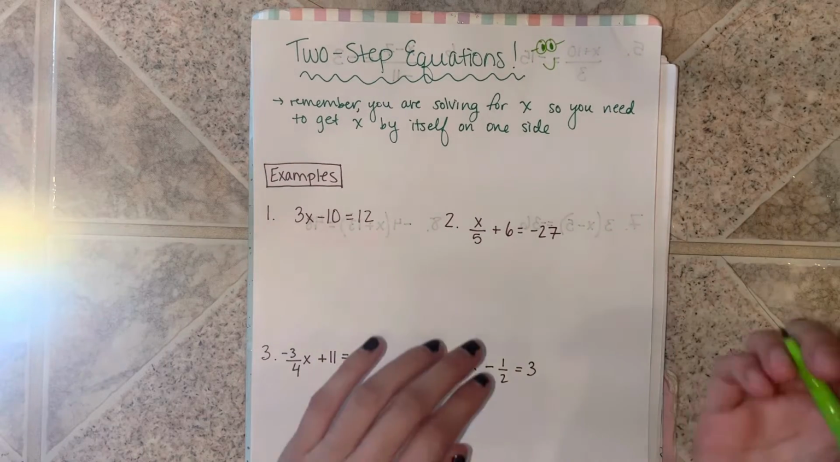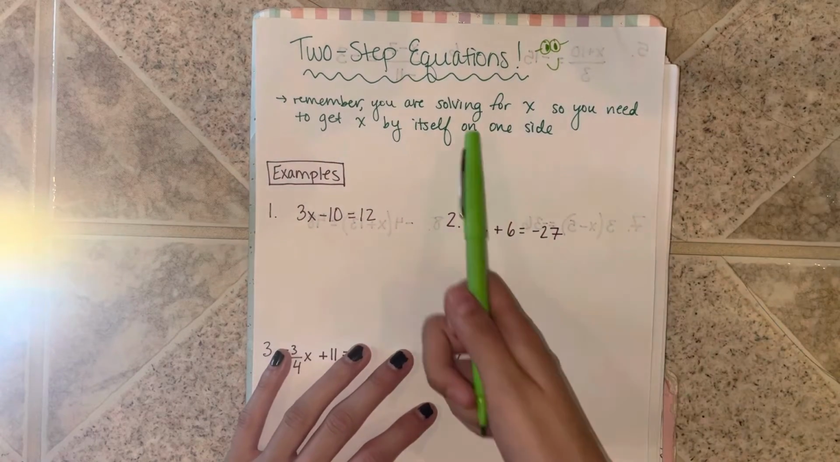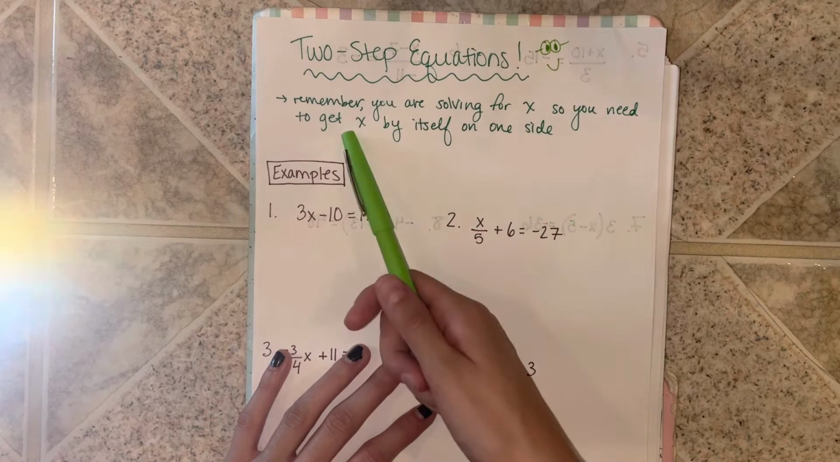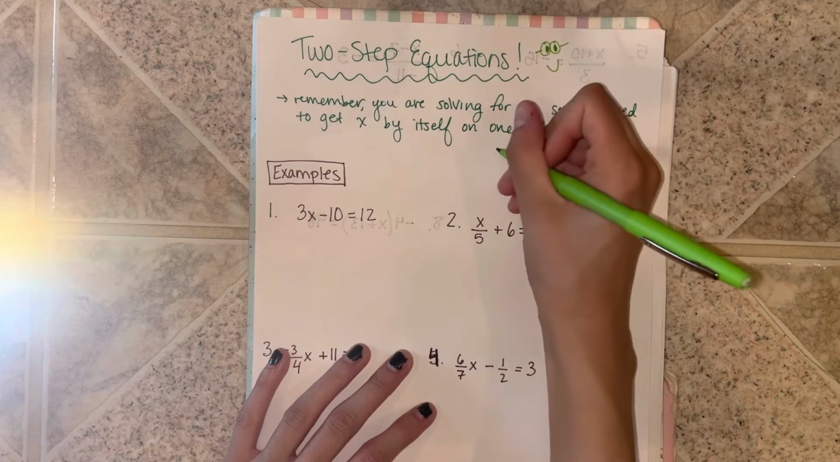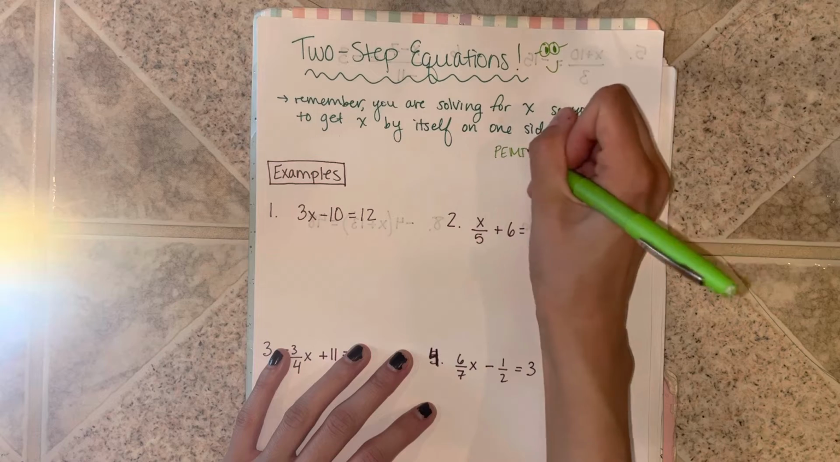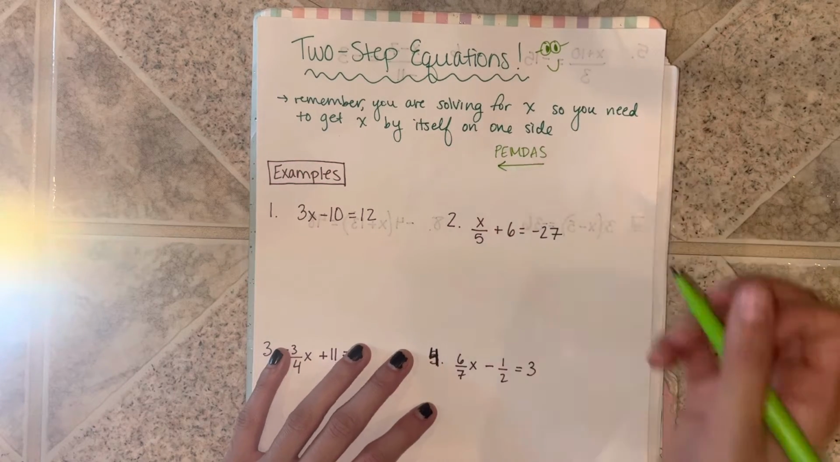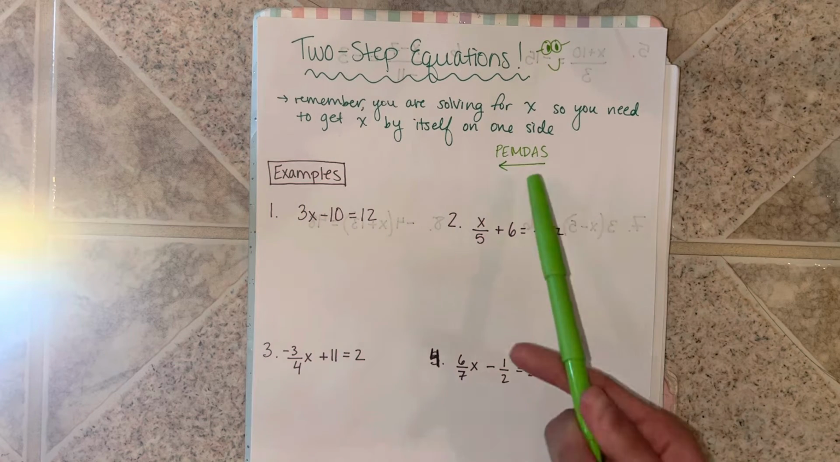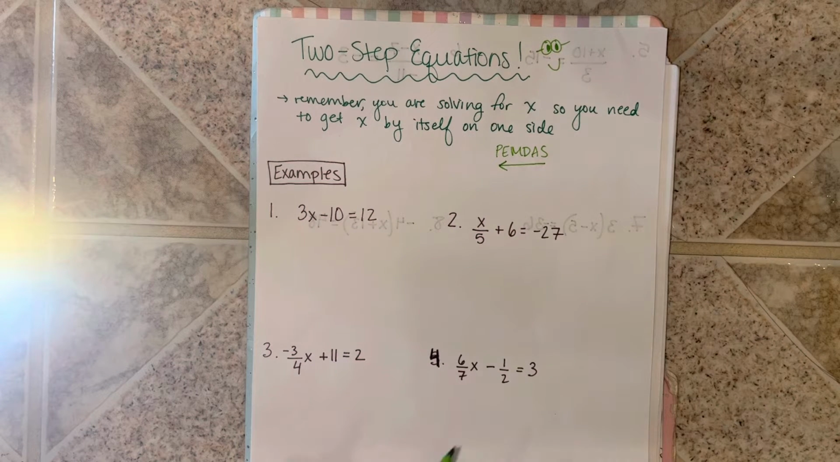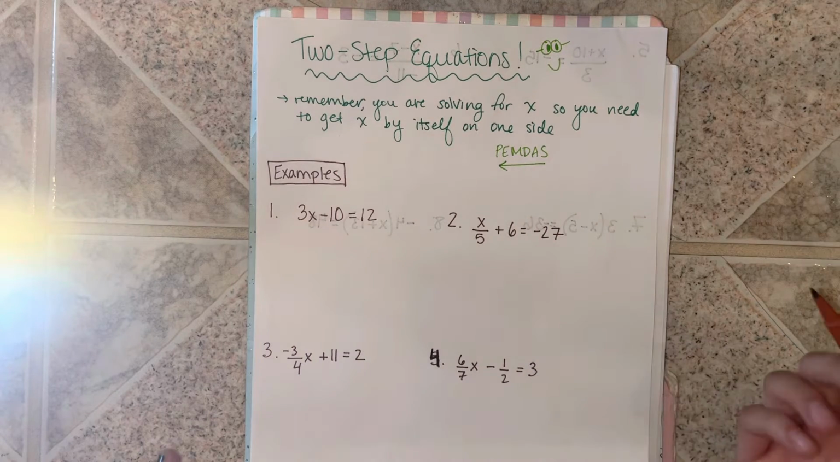Okay, this is two-step equations. So remember, you're solving for x, so you need to get x by itself on one side. And remember, when we're solving for x, it's like we're working backwards to find that missing number. And so we are going to be going backwards through PEMDAS. Okay, so I have some examples.